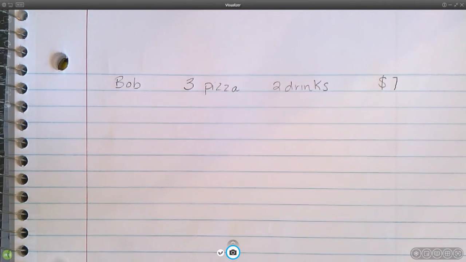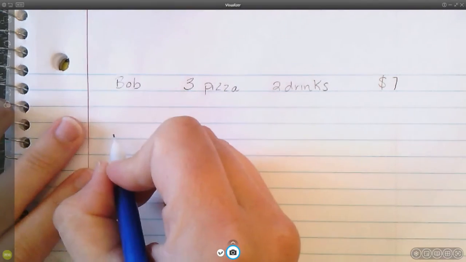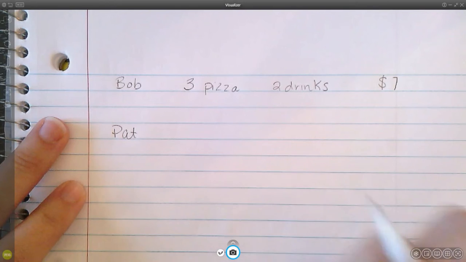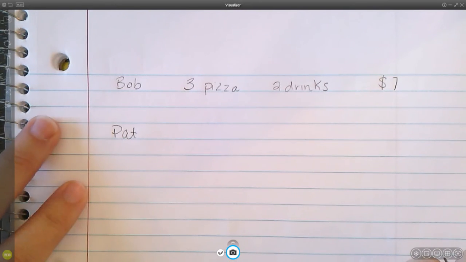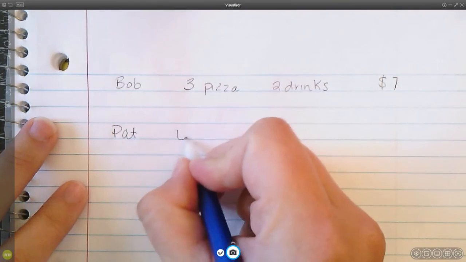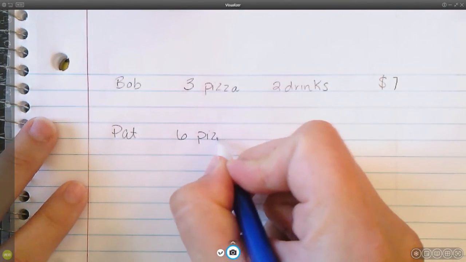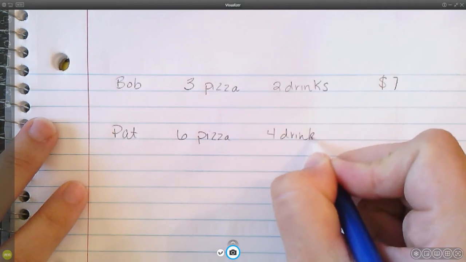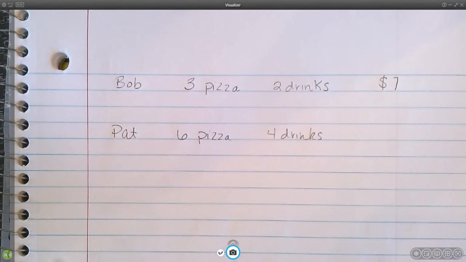Okay, so he's eating his pizza, and sure enough, here comes Pat. He had the same idea. He wanted to eat by himself. So he went and talked to Bob, and Pat's like, gosh, I am starving and just so thirsty today. He decided to get 6 slices of pizza and 4 drinks. Any idea what his cost is going to be?